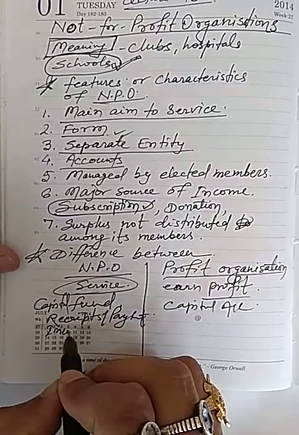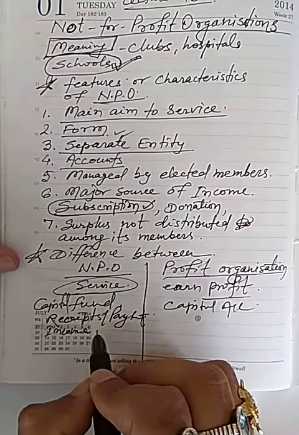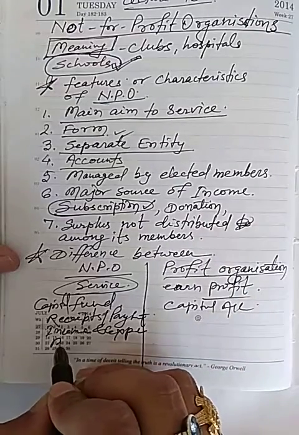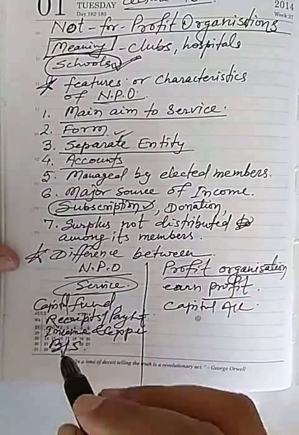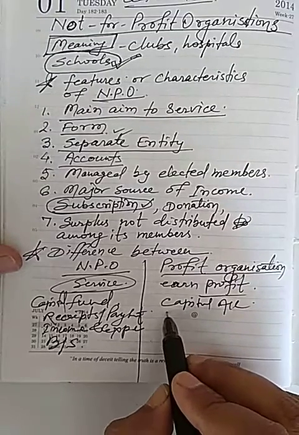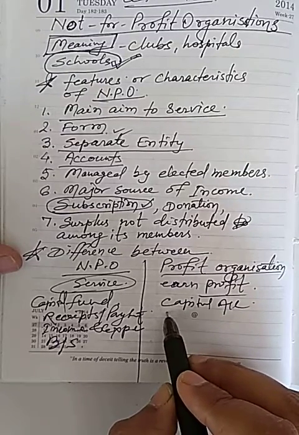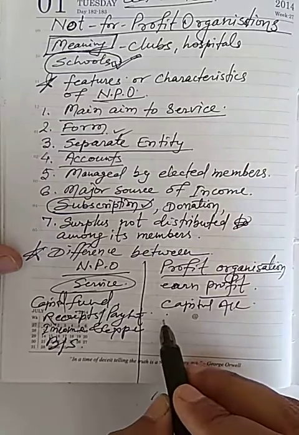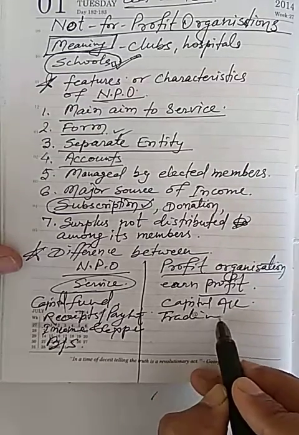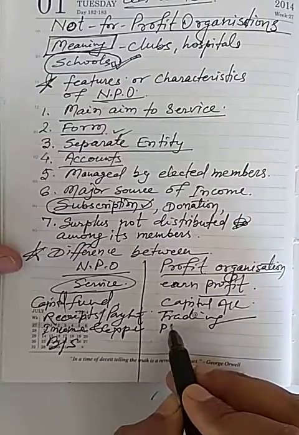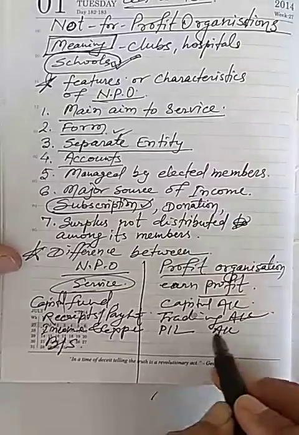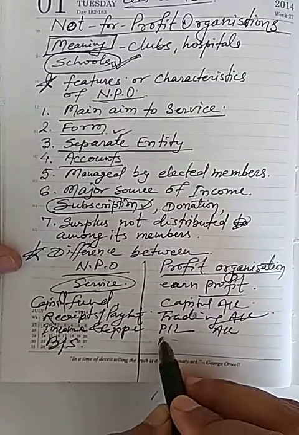Income and expense, second is income and expenditure account, and third is balance sheet. But a profit organization maintains trading account, profit and loss account, we all know about it, and balance sheet.